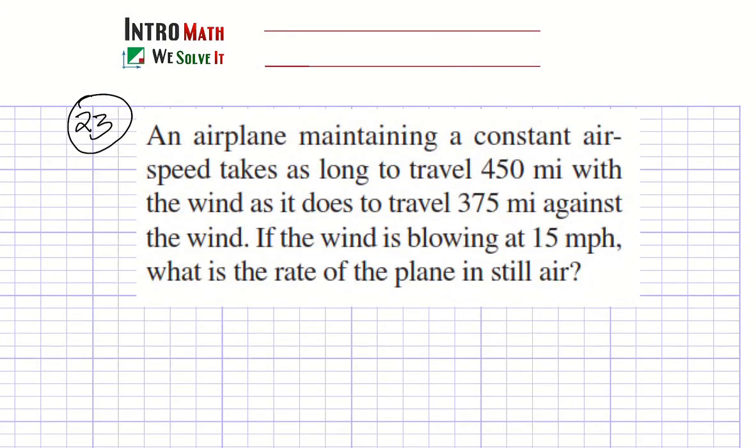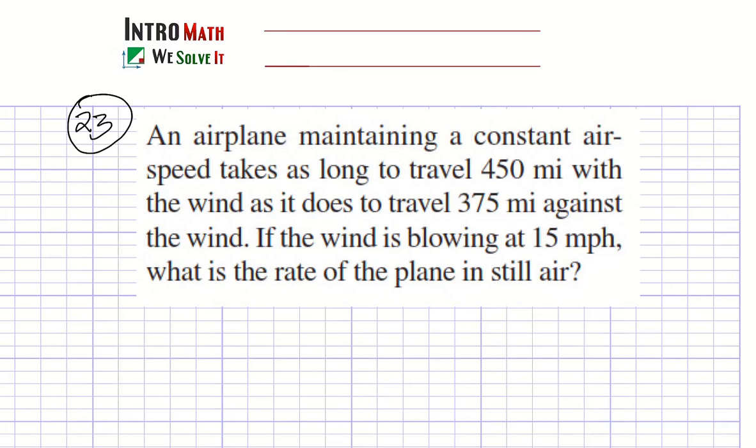Okay, here is the next problem. It says an airplane maintaining a constant airspeed takes as long to travel 450 miles with the wind as it does to travel 375 miles against the wind. If the wind is blowing at 15 miles per hour, what is the rate of the plane in still air? Okay, this is the same problem we just solved. It's the same thing, they just reworded it and gave us different numbers.